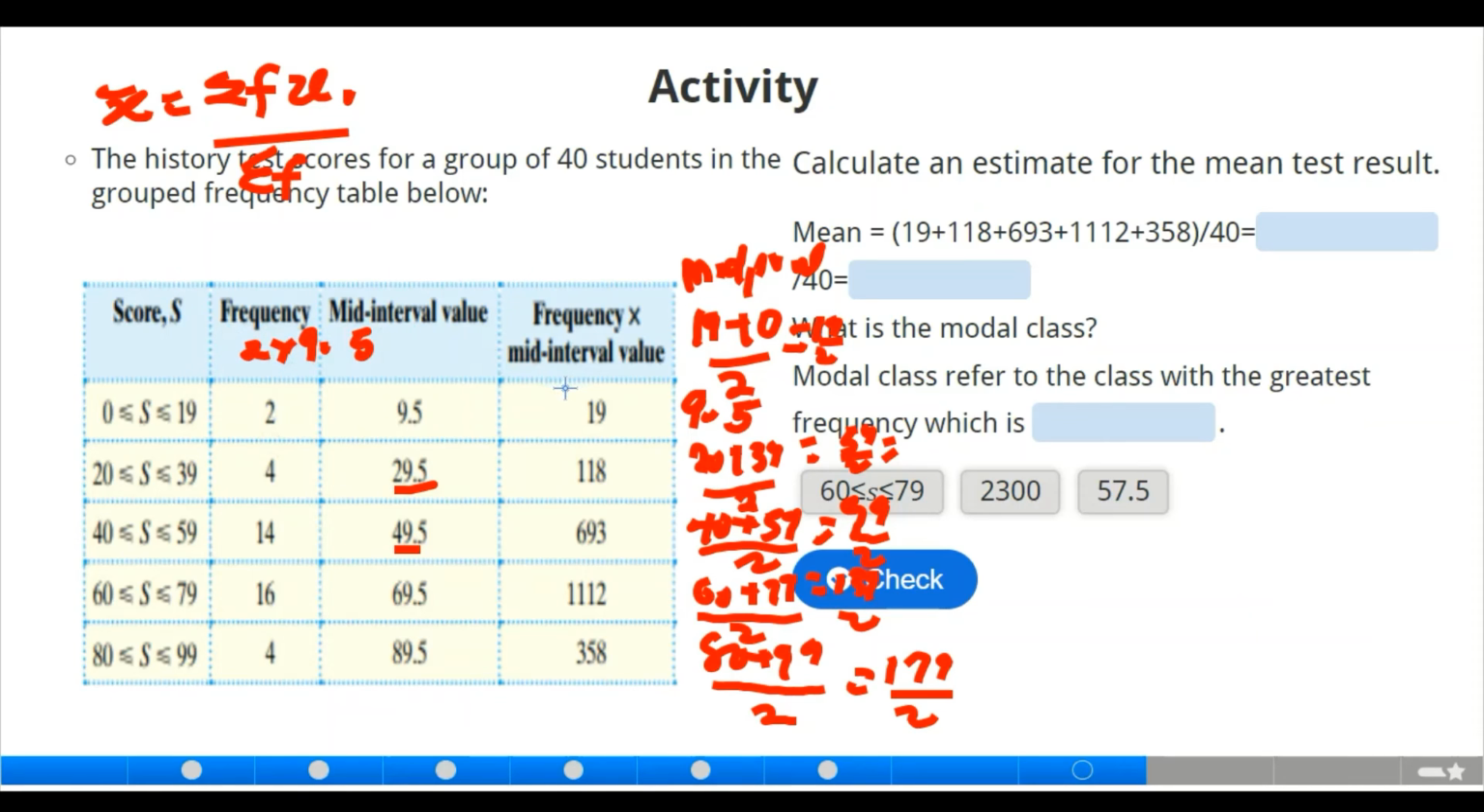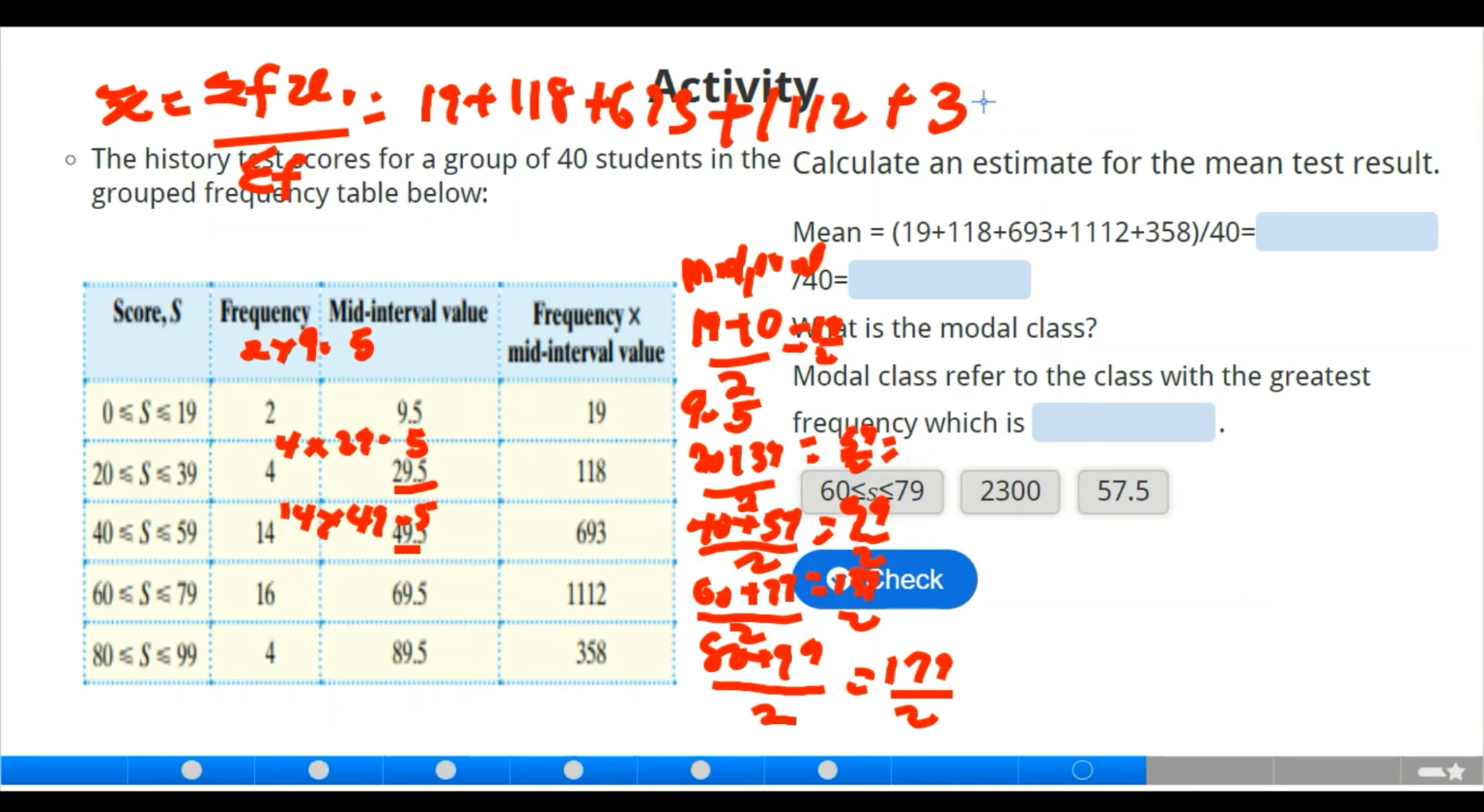That gives 19. 4 multiplied by 29.5 gives 118. 14 multiplied by 49.5 gives 693. 16 multiplied by 69.5 gives 1112. Then 4 multiplied by 89.5 gives 358. So if you want to get your mean now, we add all of this together: 19 plus 118 plus 693 plus 1112 plus 358. Everything divided by the total number of the frequency.